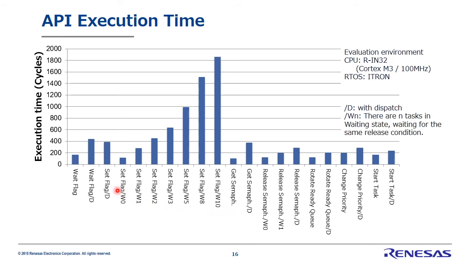This area here shows execution times for the set flag API we discussed earlier. This is where there are no tasks waiting for a flag. This is when there is one task waiting. Here, there are 2 tasks waiting. And finally, there are 10 tasks waiting at this point. This clearly shows how API execution time can change dramatically depending on the number of waiting tasks.